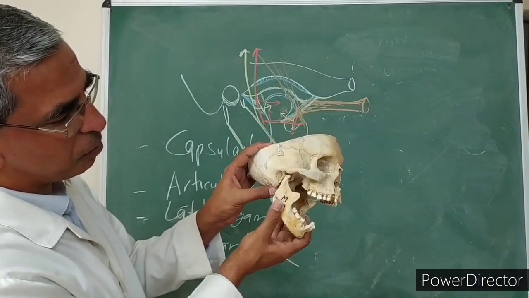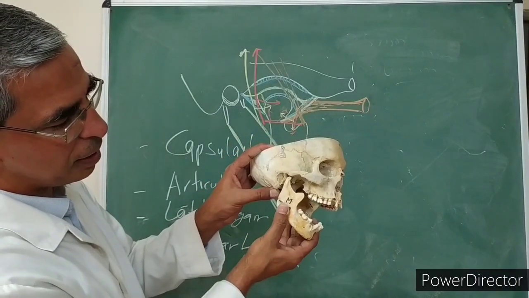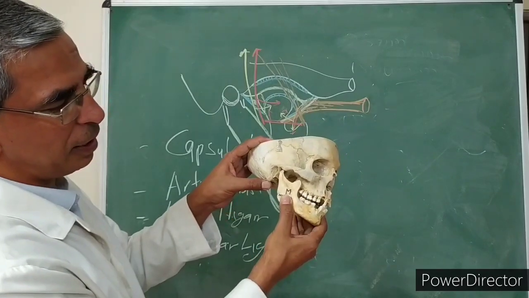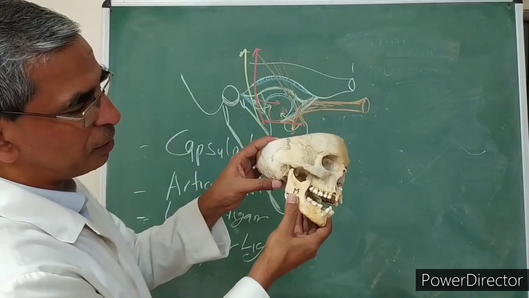In the elevation, what happens? First the rotation of the mandible occurs, then the gliding occurs posteriorly, and again the rotation occurs. So this is the elevation movement.